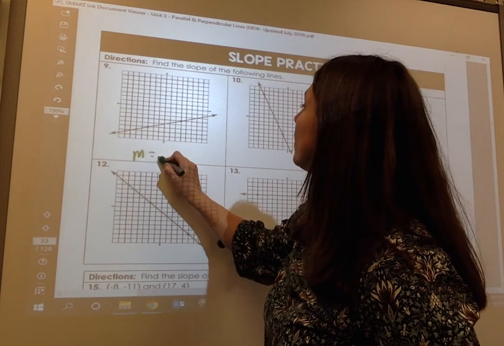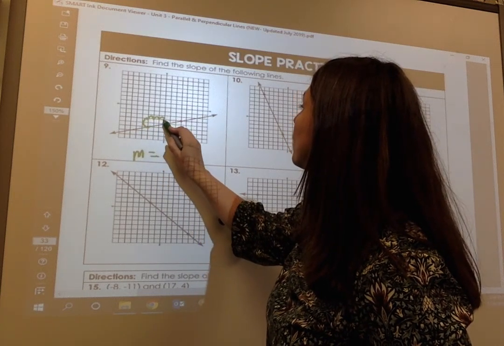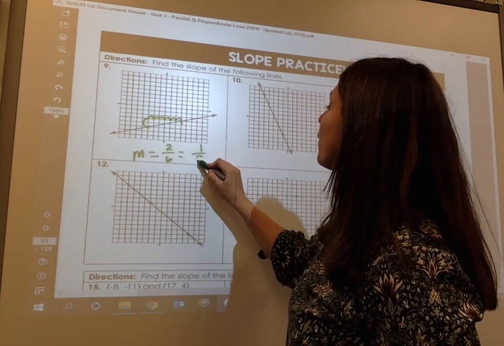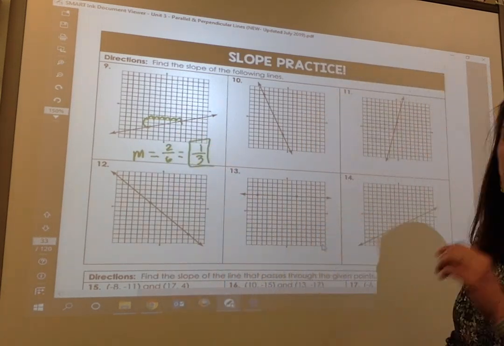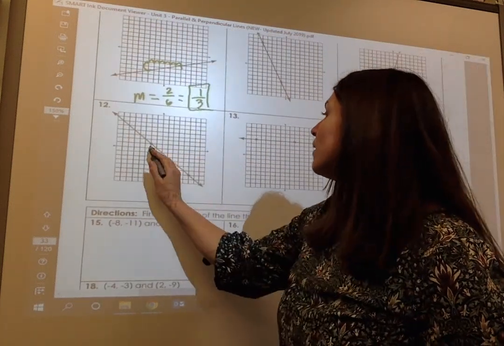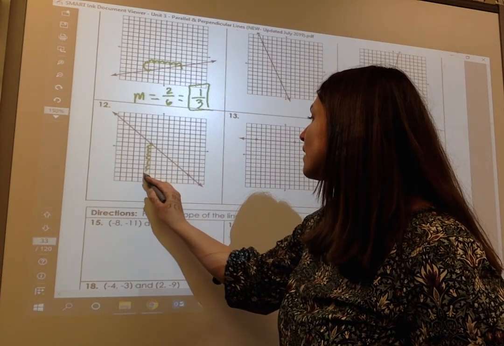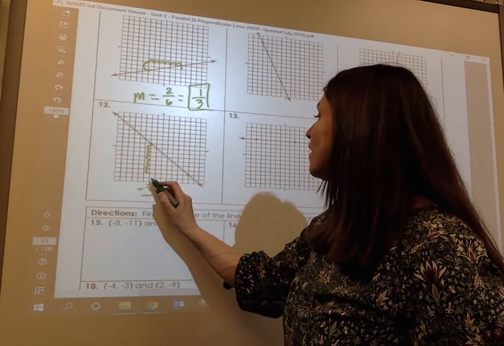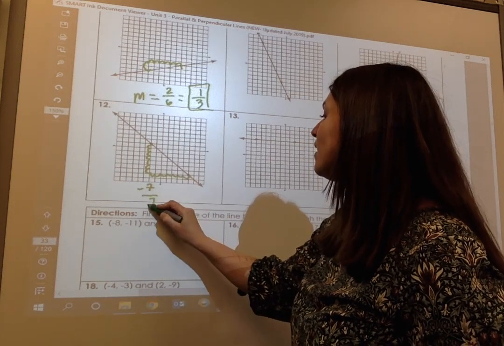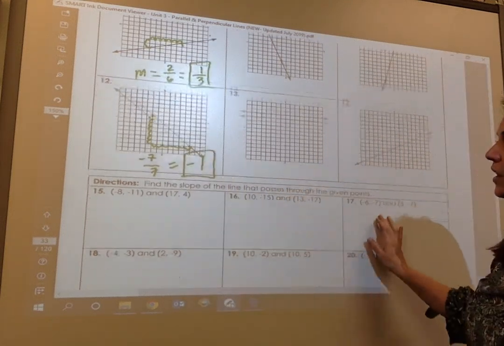So my slope is positive, up 2 and over 1, 2, 3, 4, 5, 6. 2/6, which reduces to 1/3. So my slope is 1/3 on the practice. Over here, number 12, I know it's negative. He's going downhill, so he's going down 1, 2, 3, 4, 5, 6, 7. Down 7 over 1, 2, 3, 4, 5, 6, 7. So that's a slope of -1. -1 over 1 or just -1.